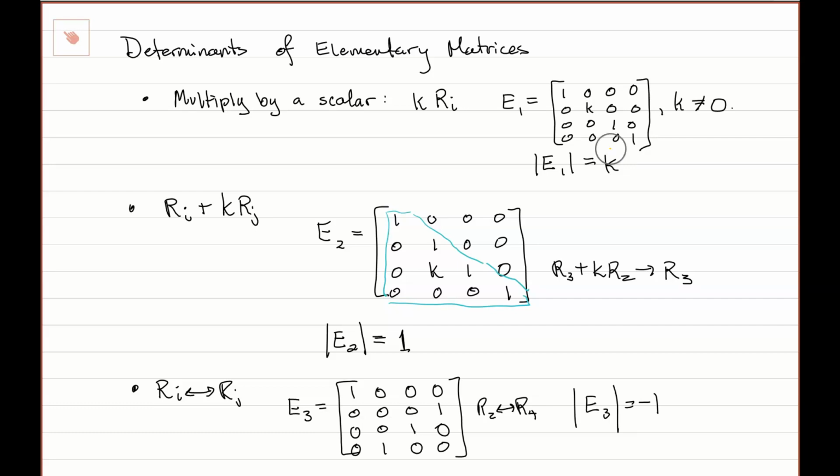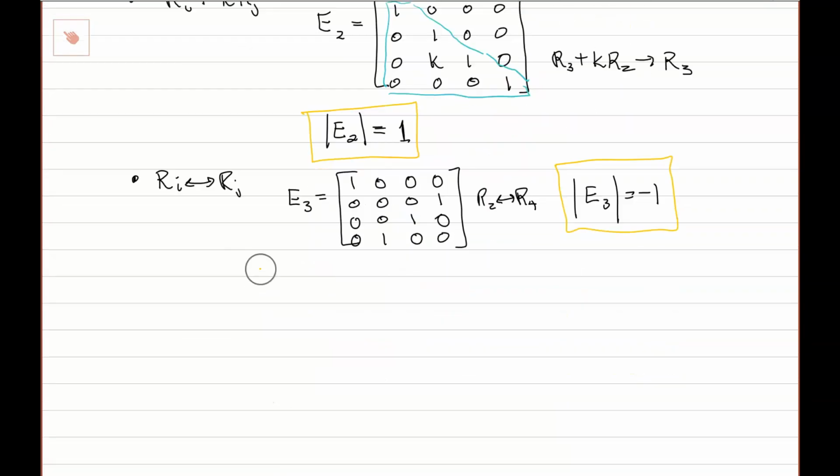Alright, so here are the things we know. If we multiply a row by a scalar, then we change the determinant by a factor of k. If we add a multiple of one row to another row, we don't change the determinant at all. And if we swap two rows, the effect of that is going to be negating the determinant. Let's see an example where we implement some of this stuff.